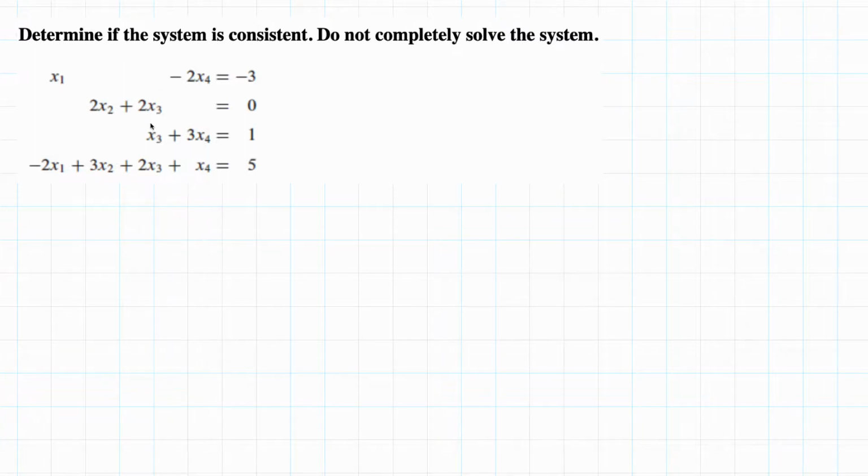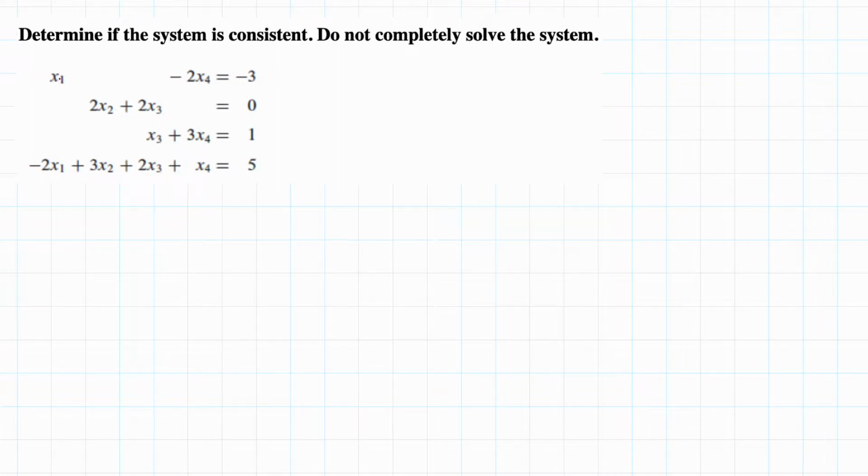So here we need to check if this system is consistent. Do not completely solve the system. That means we don't have to find the exact values of x1, x2, x3, x4. There are 4 variables. So first we're going to write down the augmented matrix. Okay, so the matrix of coefficients and the last column, these are constants.